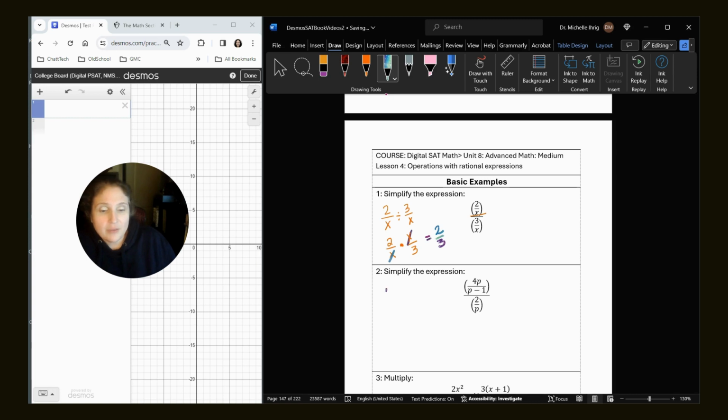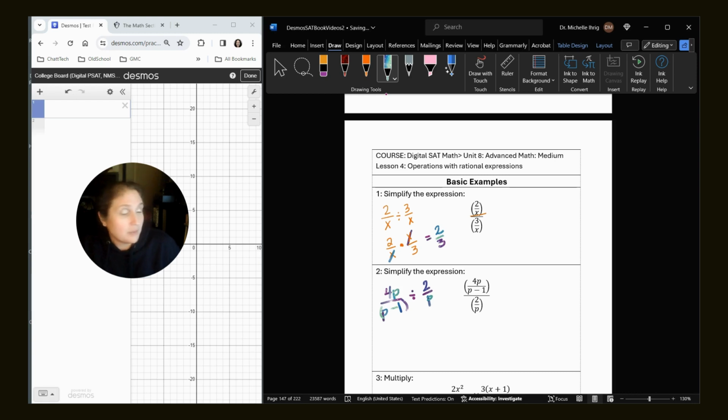Same thing. I'm going to write 4p divided by p minus 1 divided by 2 over p. Now, I put this in here to be a little tricky because a lot of times kids will be like, oh, let me just cancel the p's out. We can't do that, okay? This whole p minus 1 is a factor, so we can't just cancel it out. And we didn't do the keep, change, flip to move this p where it's supposed to go.